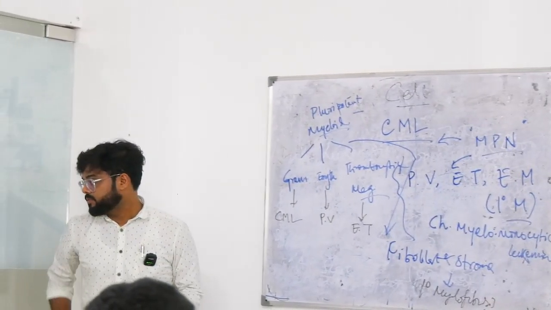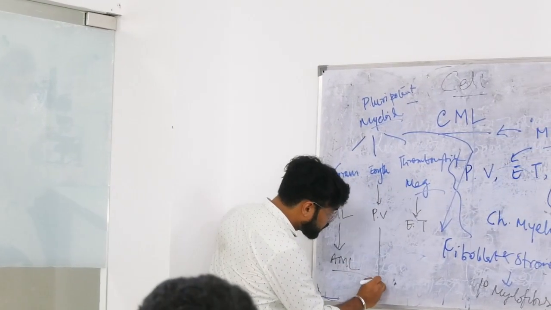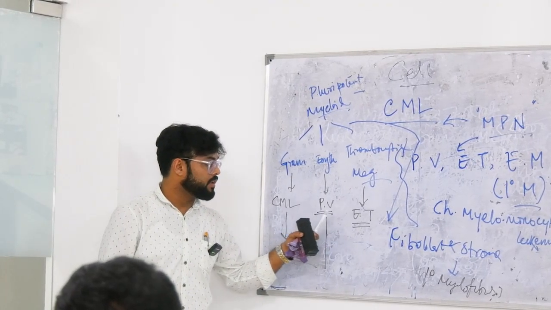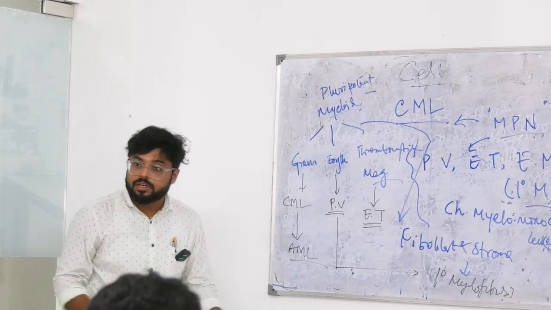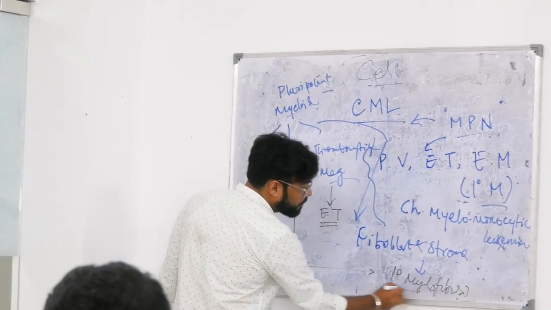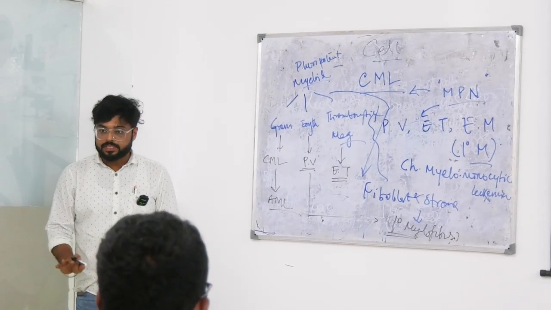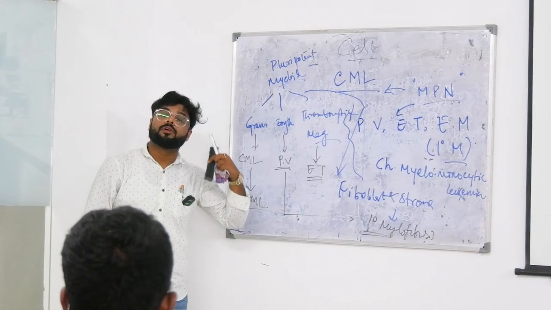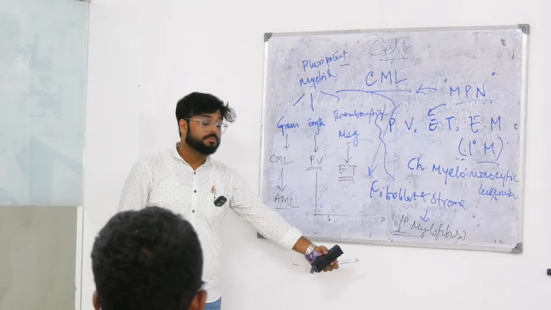This acute leukemia, acute myeloid leukemia, and these two diseases, polycythemia vera and essential thrombocytosis, go into a stage, in the later half of the disease, with the progression of the disease course, of primary myelofibrosis. Is the idea clear? Polycythemia vera and essential thrombocytosis usually progress to the primary myelofibrosis stage.